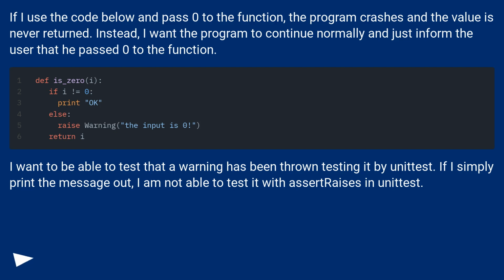I want to be able to test that a warning has been thrown by testing it with unittest. If I simply print the message out, I am not able to test it with assertRaises in unittest.